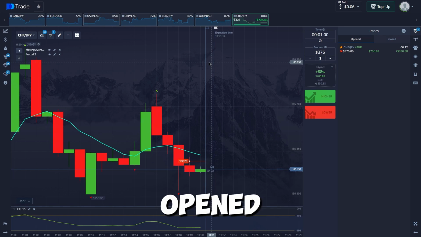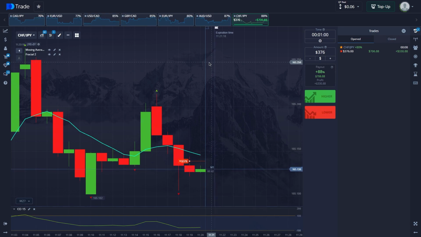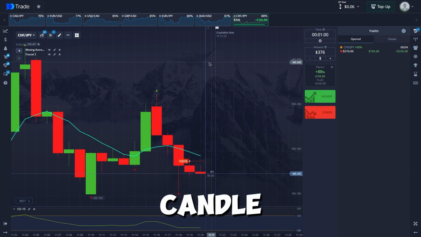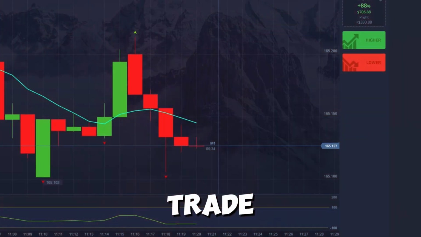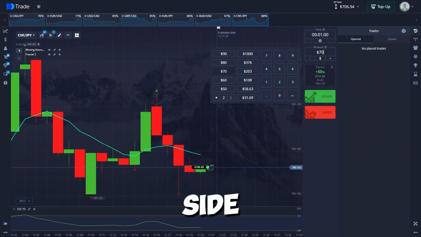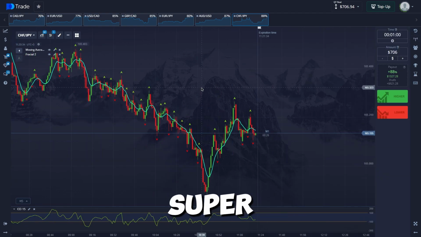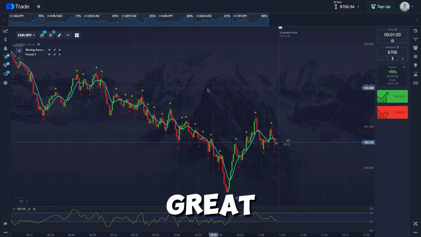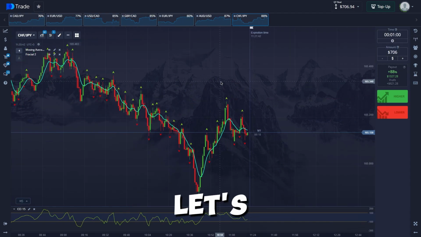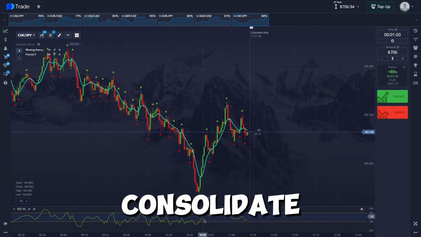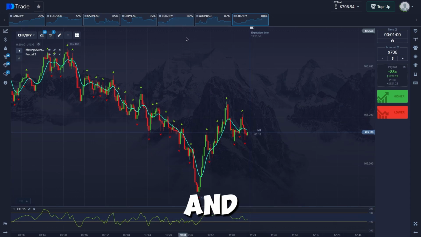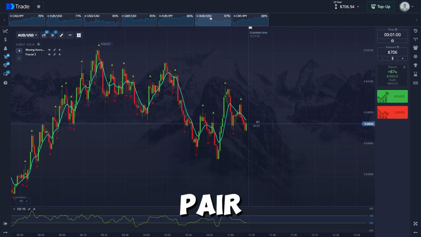Pullback, we opened here against the trend. Pullback candle. The pullback occurred, the trade closed on the plus side. Everything is super, everything is great. I like everything. Let's continue our trading, consolidate our result, and pick up the next currency pair.